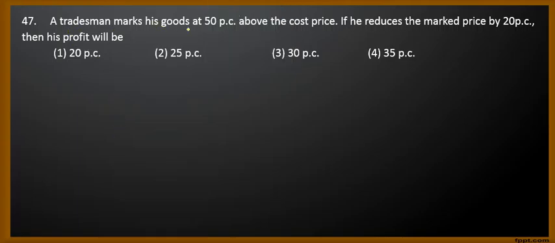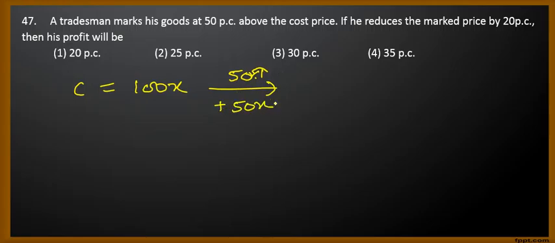A tradesman marks his goods at 50% above the cost price. If he reduces the market price by 20%, then the profit will be. He is asking profit is how much. Assume the cost price to be 100x. How much is increased? Increased by 50%. Then 50% of 100x is how much? 50x. So 50% of 100x is 50x. So 150x is the market price.